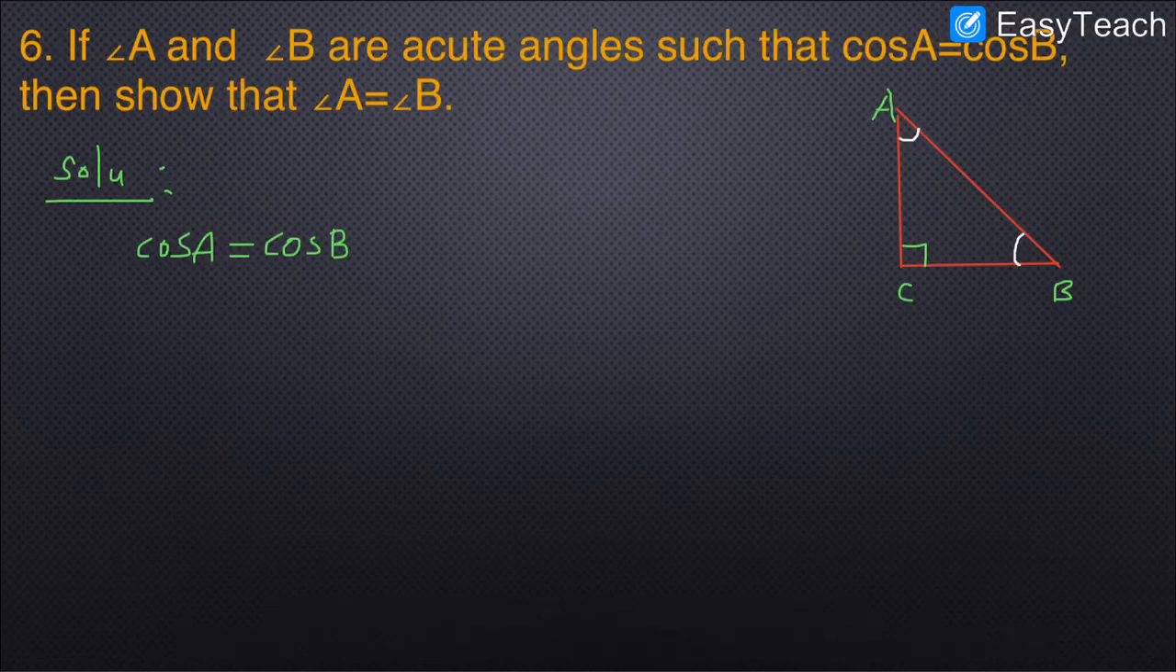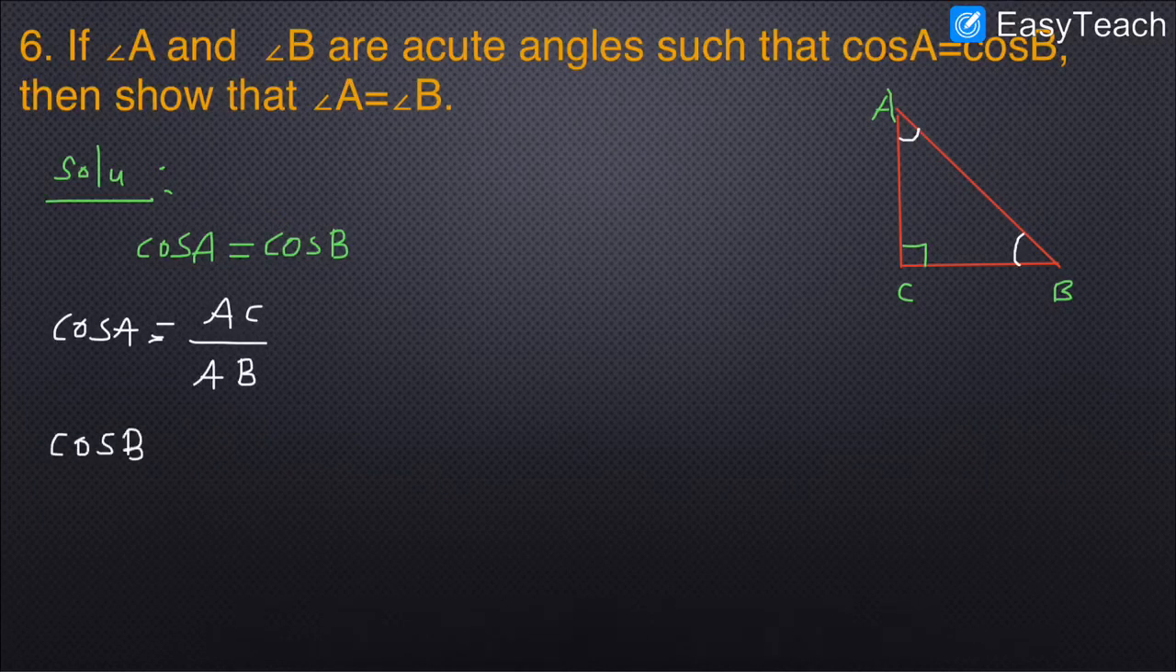So what values can we obtain from this? We know that cos theta, which is cos A, is the ratio adjacent by hypotenuse. Here theta is A. You have to write the ratios according to this theta A. So what is the adjacent side? AC. What is the hypotenuse? AB. So here AC by AB. This is for cos A.